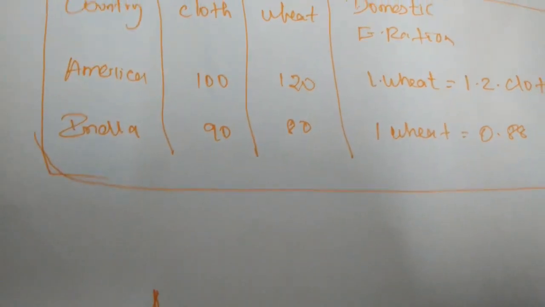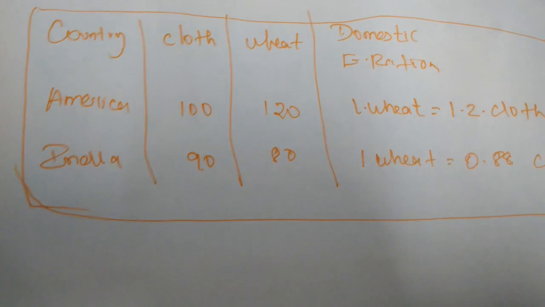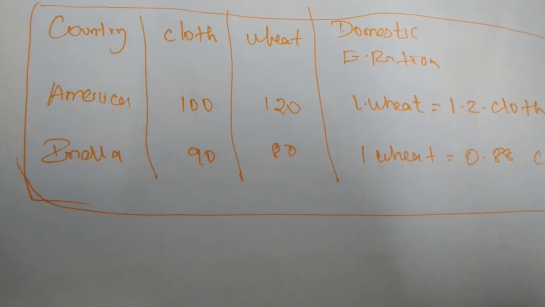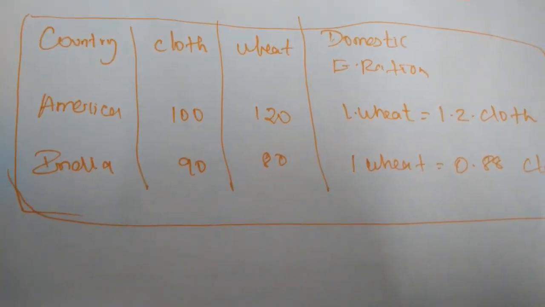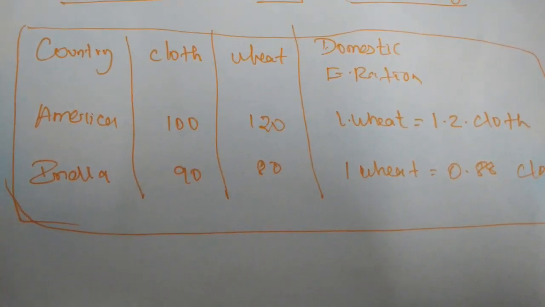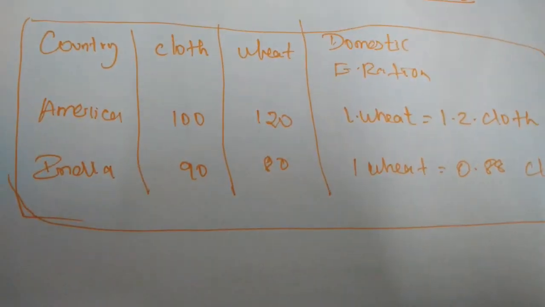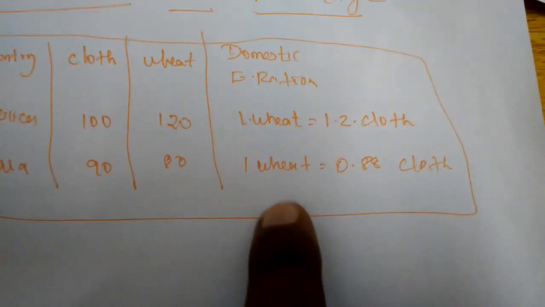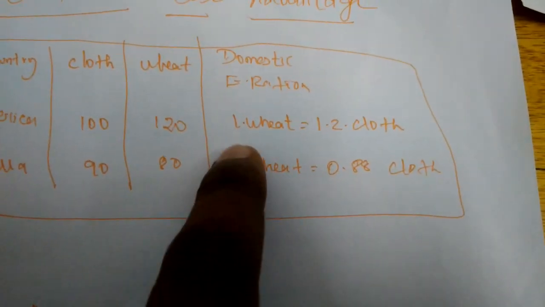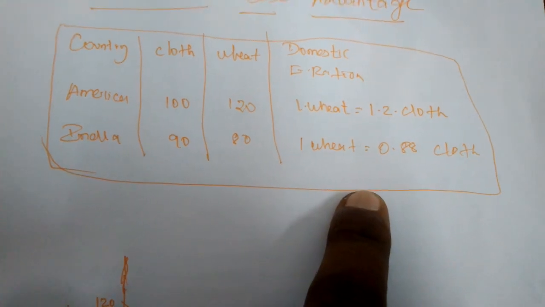Like that, America also gains from this trade. With trade, America can get 1 unit of cloth and 1 unit of wheat by using 200 units of labor. Otherwise, America would have to use 220 units of labor for getting 1 unit of cloth and 1 unit of wheat. Because of the cost difference, the domestic exchange ratio is 1 wheat equal to 1.2 cloth. In the other country, 1 wheat is equal to 0.088 cloth only.